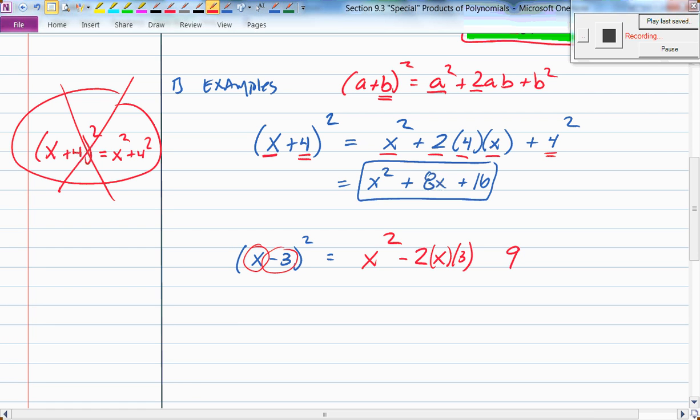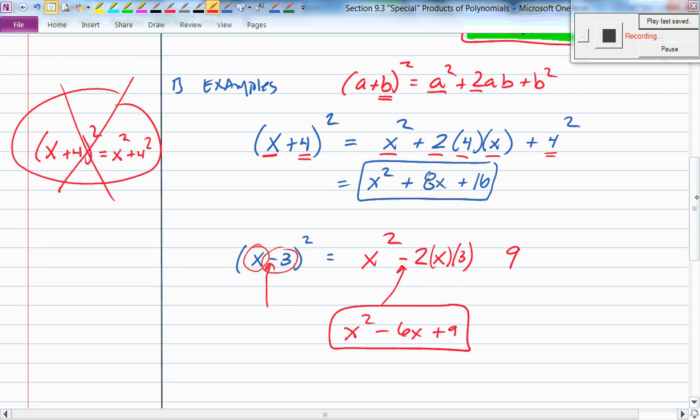Now, people say, well, how come we didn't make the 3 negative? Well, because I know that this is a minus sign between them, and I know I have to have a minus sign here. That's what the rule says. So that gives me x squared minus 6x plus 9.